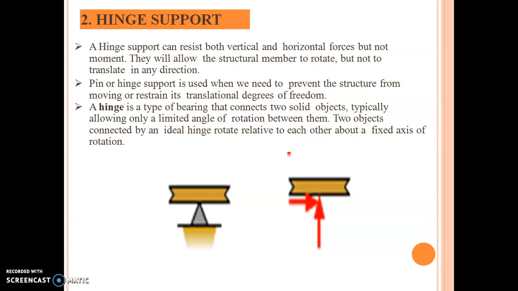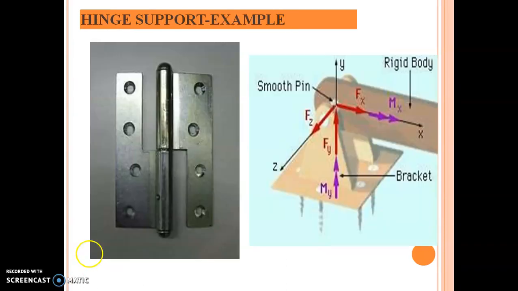In case of the roller support, it is possible to restrict only one direction. It may be a horizontal direction, it may be a vertical direction. But when we are using a hinge support, it is possible to restrict the position in two different directions. Which two directions? Vertical and horizontal directions. So it is represented by two red color arrows. This is the symbol of a hinge support, but it cannot restrict the circular motion. This is an example of a hinge support.